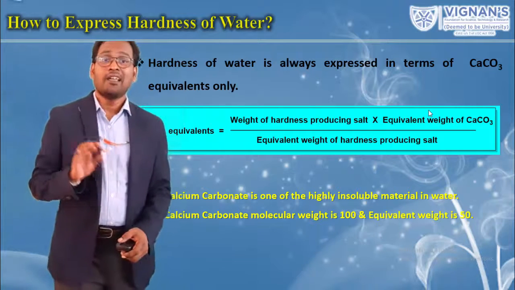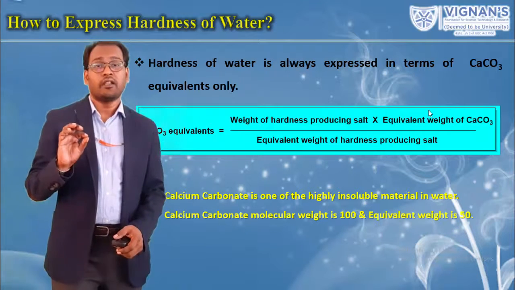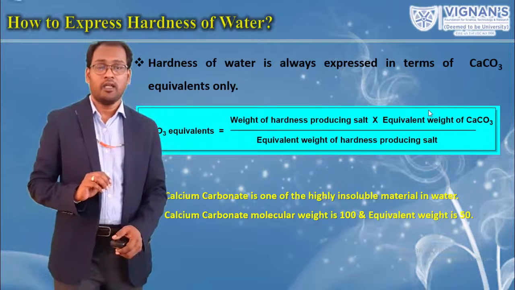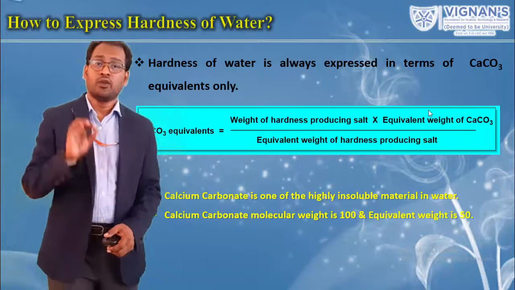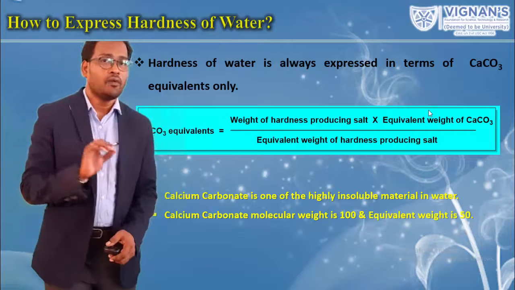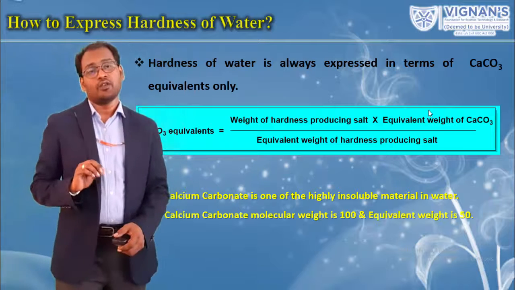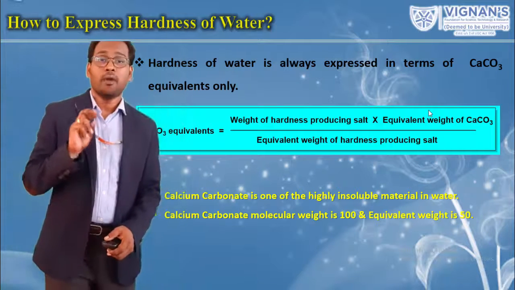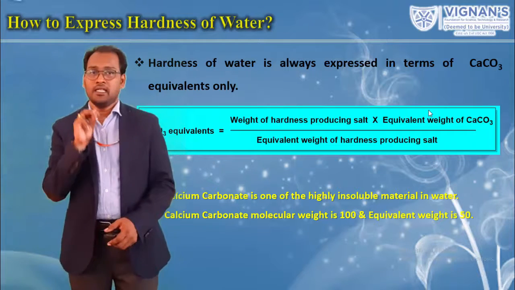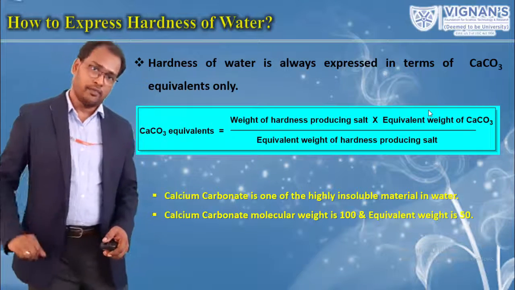The third reason is its molecular weight, which is 100. It is not 100 grams; its molecular weight is 100 atomic units. If you have this number, the calculation becomes much easier. The molecular weight is 100 and the equivalent weight is 50, so the calculation becomes easier. Because of these three reasons, calcium carbonate has been chosen as the standard to calculate calcium carbonate equivalents.